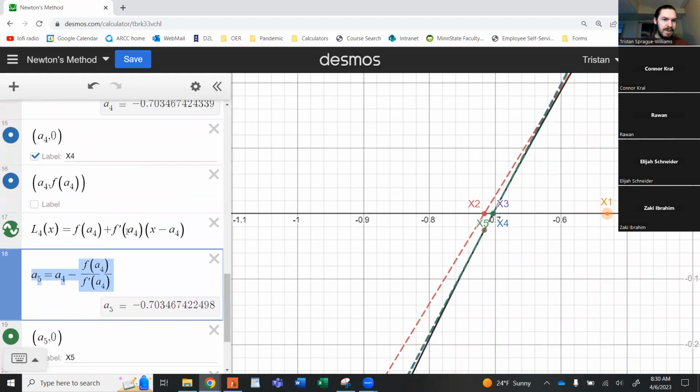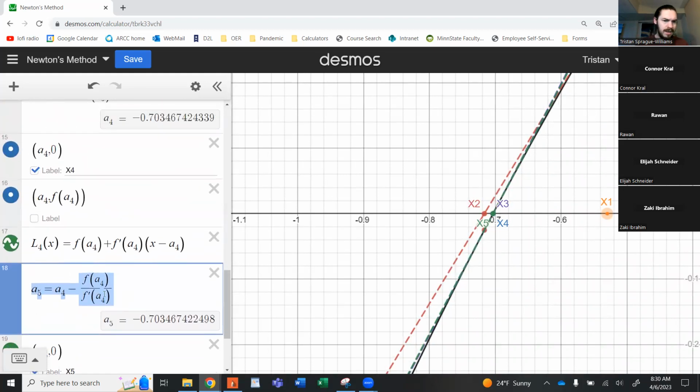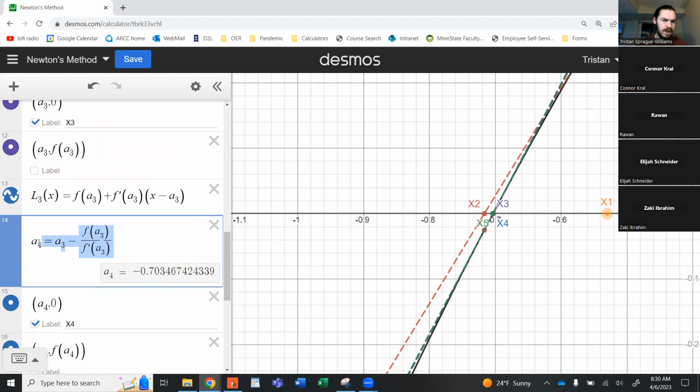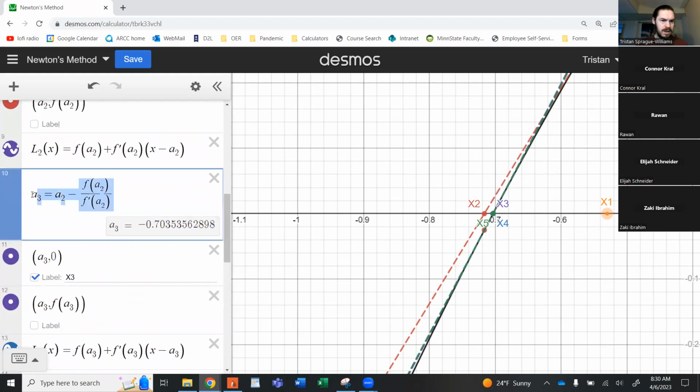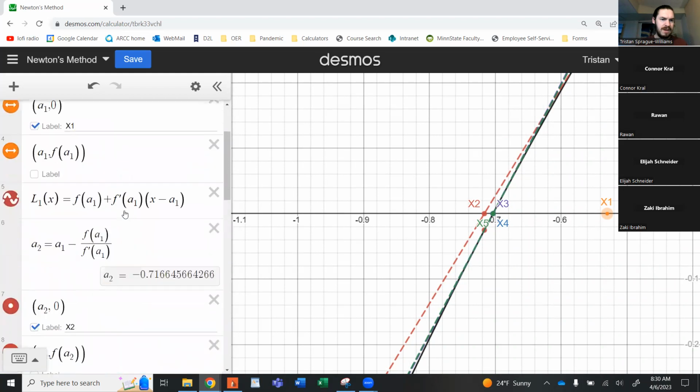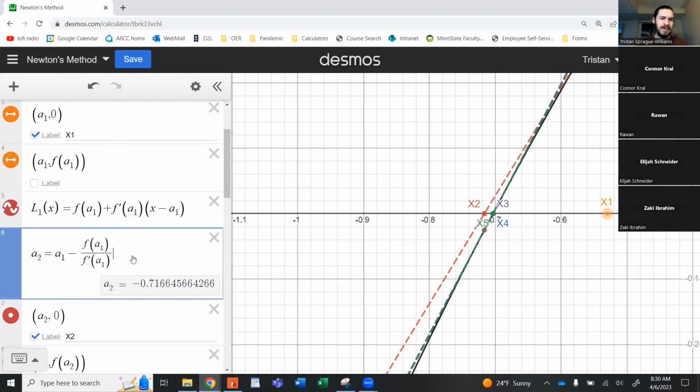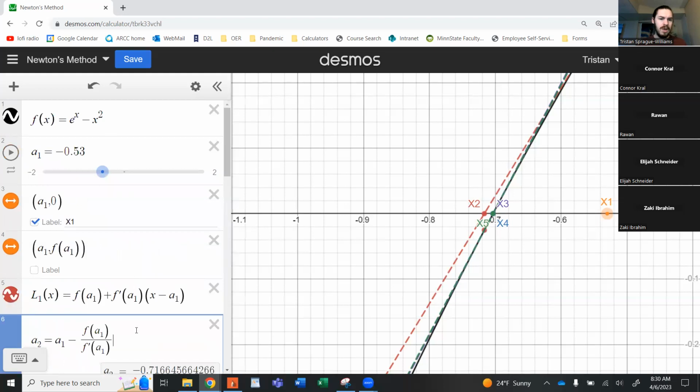There's a formula that keeps popping up in my work here. You can see it says A5 is A4 minus F of A4 over F prime of A4. Previously, we had A4 was A3 minus F of A3 over F prime of A3. A3 was A2 minus F of A2 over F prime of A2. It's the same sort of pattern, the same sort of formula that keeps coming up over and over and over again, right? What's going on there?